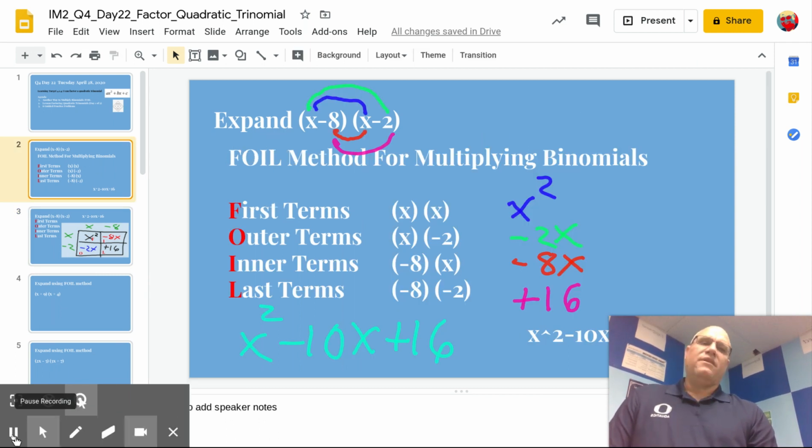Another way you can think of this is like double distributive property. If you look at my original up there, expand x minus 8 times x minus 2, look at my rainbows. It's like we distributed the first x first, and then we distributed negative 8. So the FOIL method is really just the double distributive property is what we're doing there.